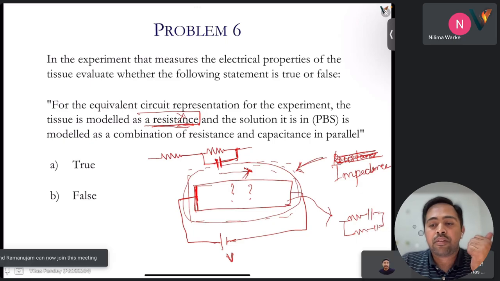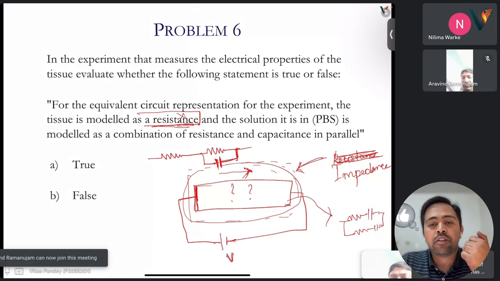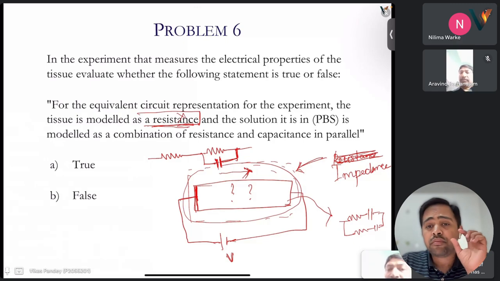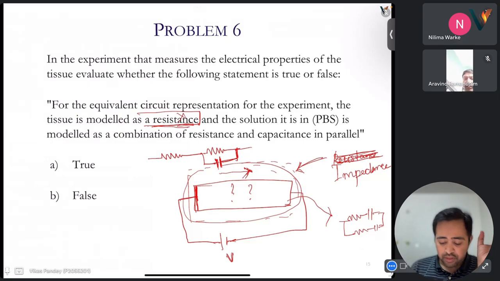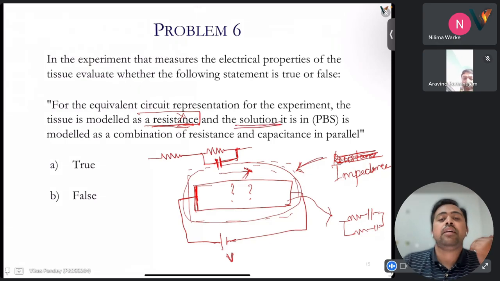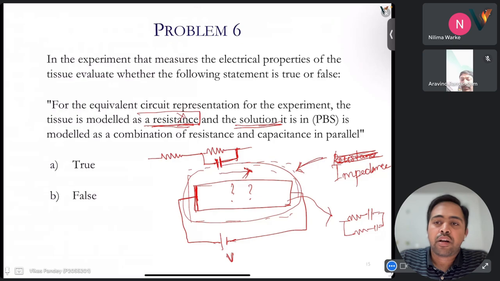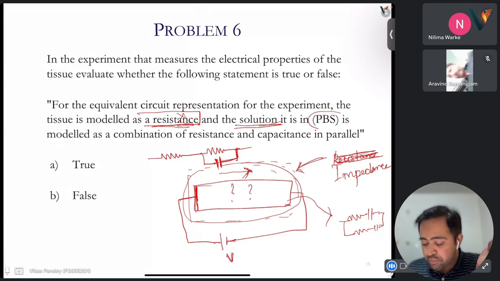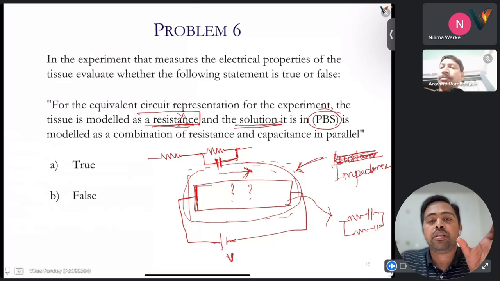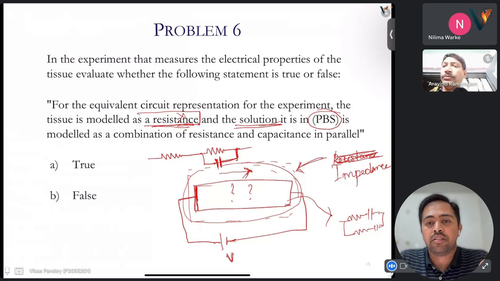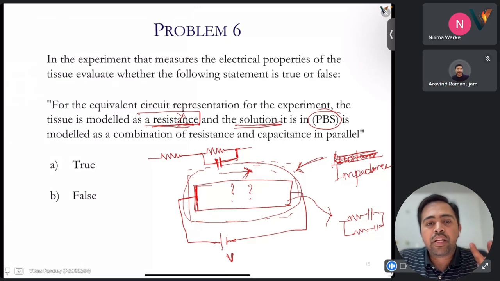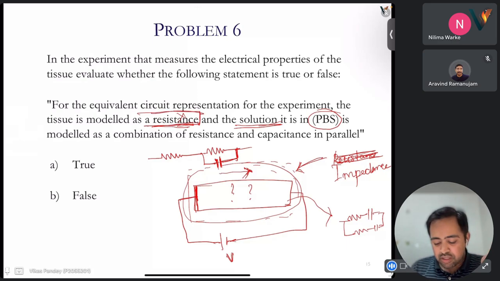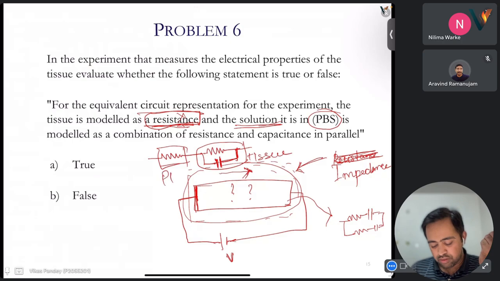The second thing is that we are actually having this solution, and if the solution itself acts as an impedance, it will have other effects. And actually this PBS is being selected because it can be modeled very simply as a resistance. So overall what we will get is resistance and capacitance in parallel. This will be the tissue and this will be the PBS solution. Fine?